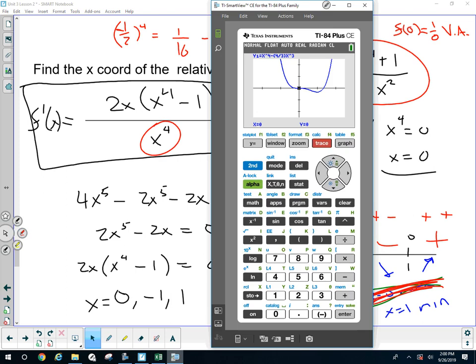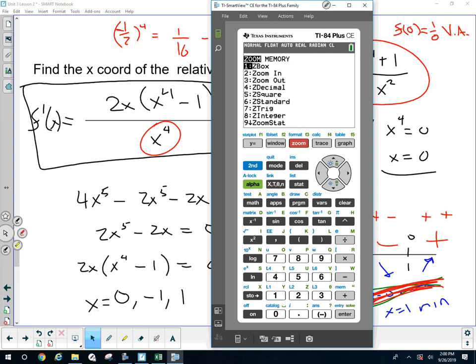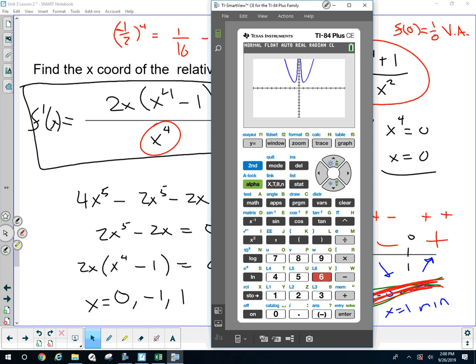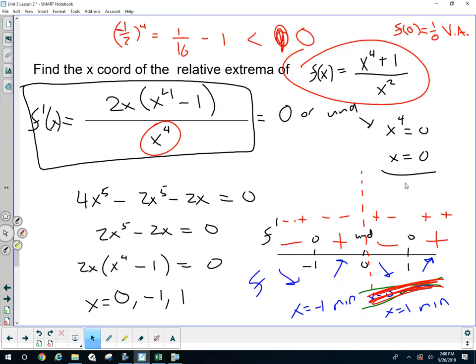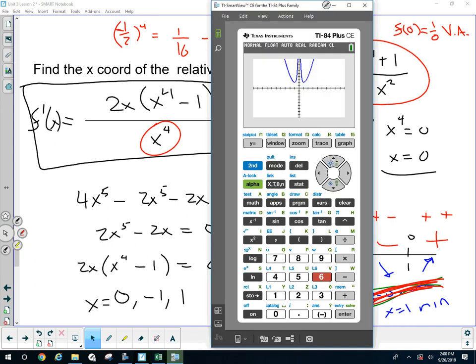Really quickly, just so we feel good about ourselves. Watch. x to the fourth plus 1 divided by x squared. Minimum at negative 1, minimum at 1, at 0, vertical asymptote. All through analysis of the sign of the derivatives.